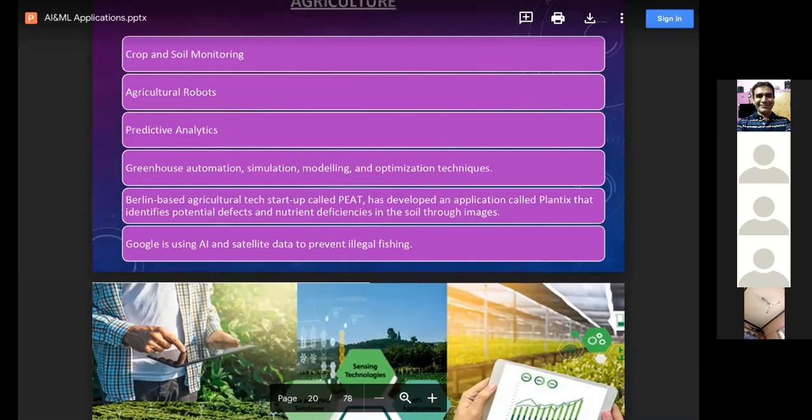And Berlin has developed a system called PEAT, P-E-A-T. That is the Plantix application that identifies potential defects and nutrition deficiencies in the soil through images, right? PEAT is now being developed in-house in India also by AICTE. They are also developing their own systems by which they are able to develop the health record of the soils, and find out what nutrition my soil is lacking. So based on that, they will be providing the necessary manure and supplements for the necessary upgrade. That is the age nowadays.